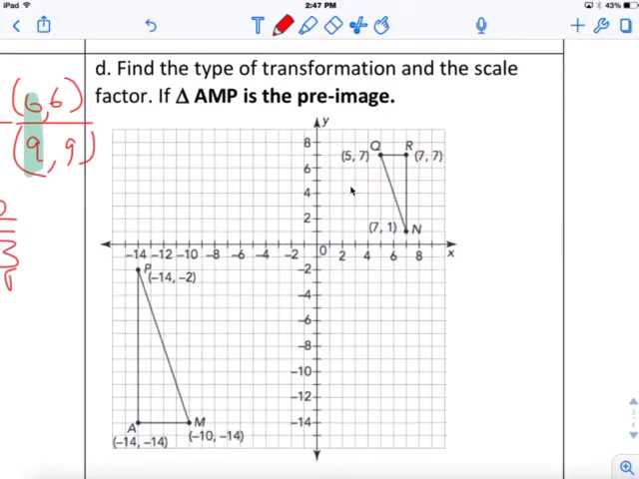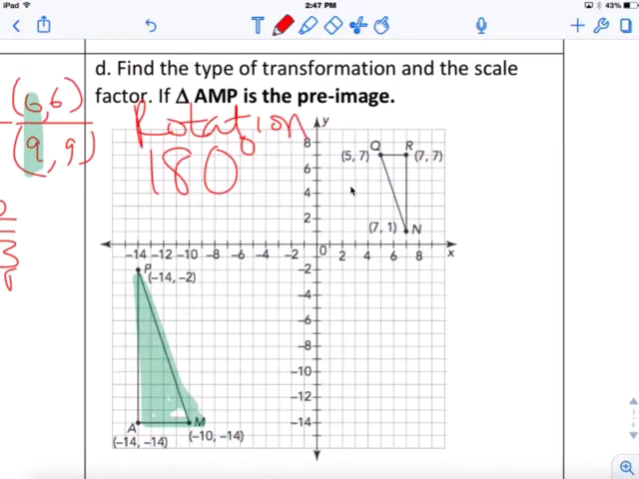Find the type of transformation that occurred and the scale factor. All right. The pre-image is A, M, P, so this is a reduction. So it's going to be between 0 and 1 for the scale factor. It is a rotation of 180 degrees. That's the transformation.